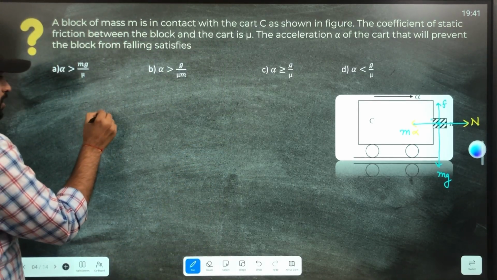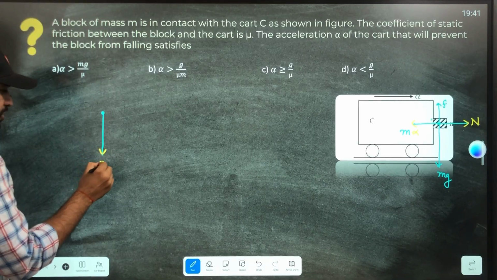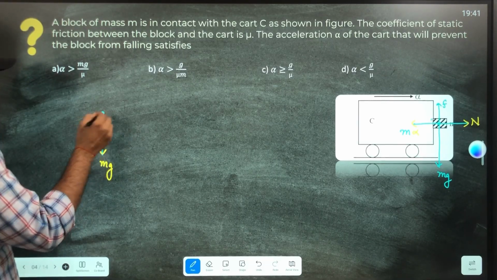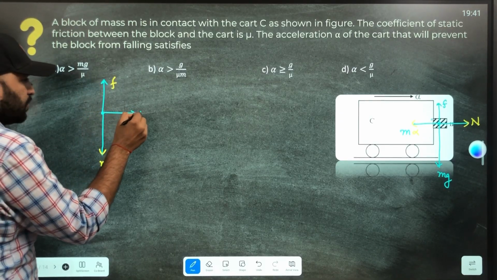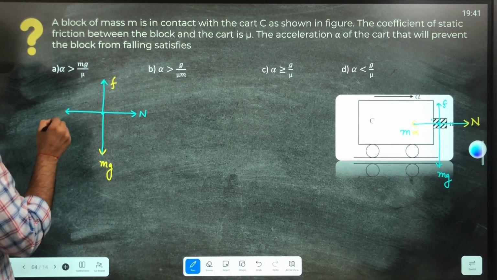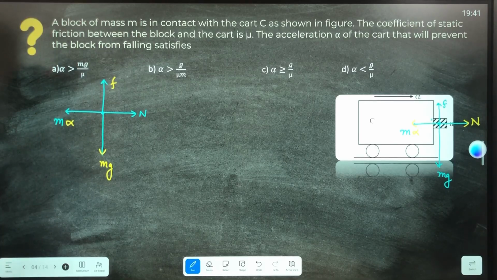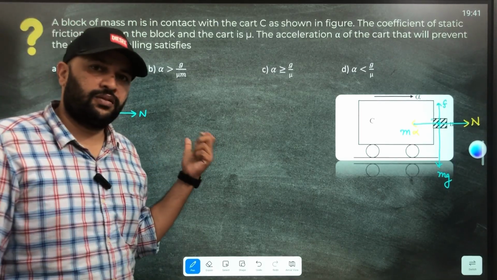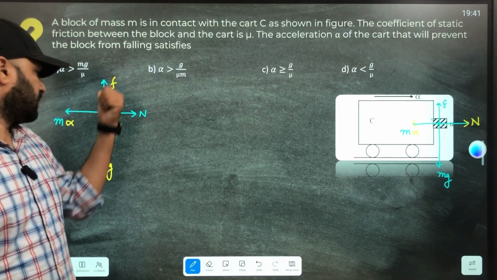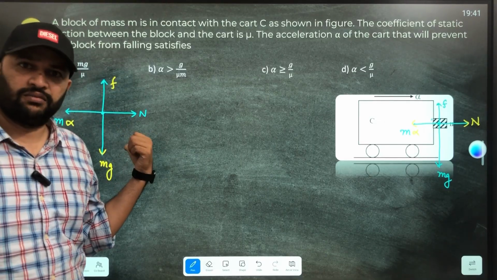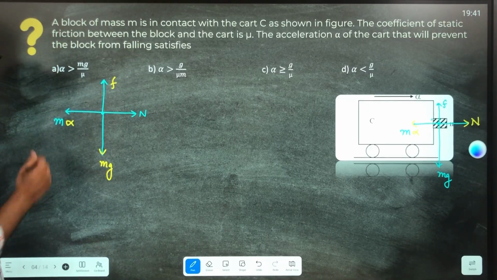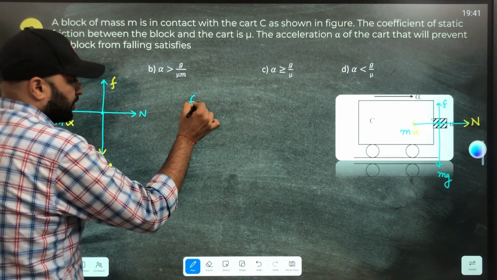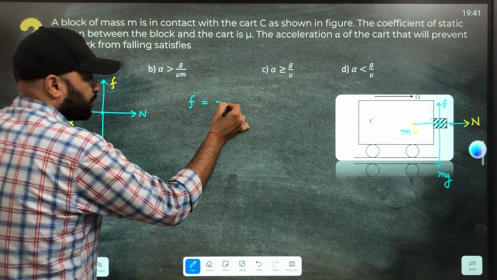This is our block. It has a weight downward in direction mg. Correct? It has a frictional force over here. It has a normal reaction over here, and it has a pseudo force here, which is m times alpha. Clear? Now, who is stopping this block from falling down? Of course, frictional force and weight, right? They are equalizing each other. Normal reaction is equalized by our pseudo force. So, frictional force F must be equal to mg.